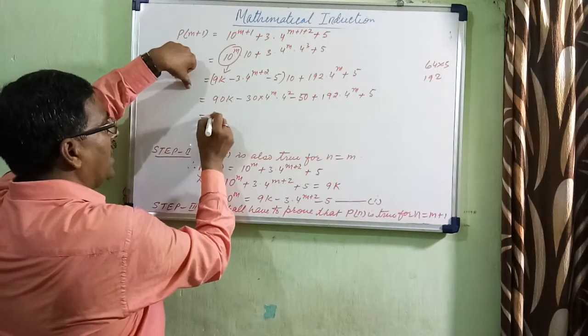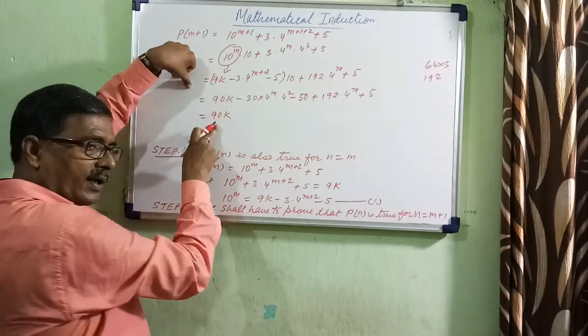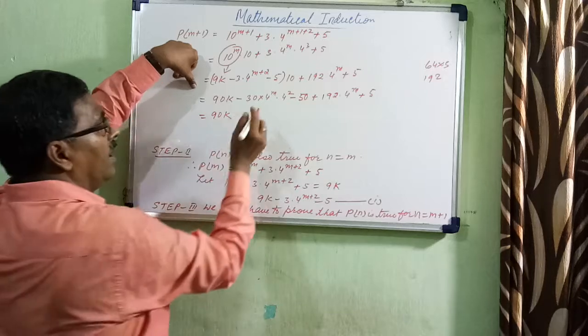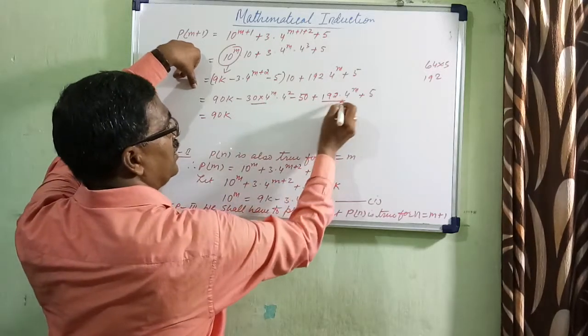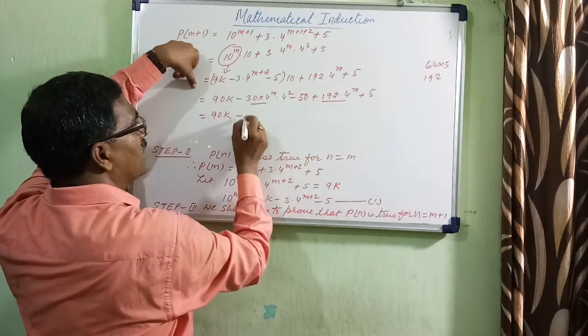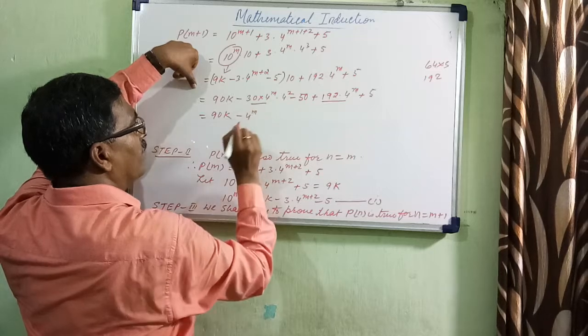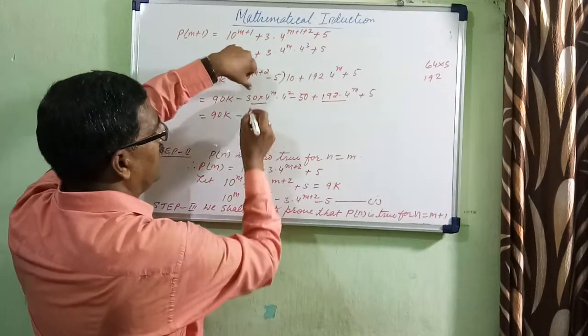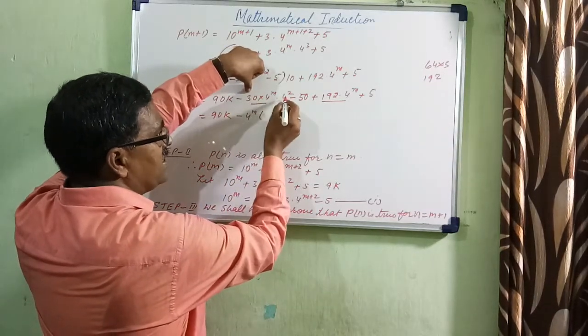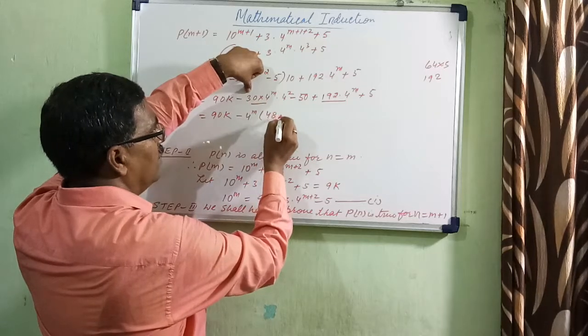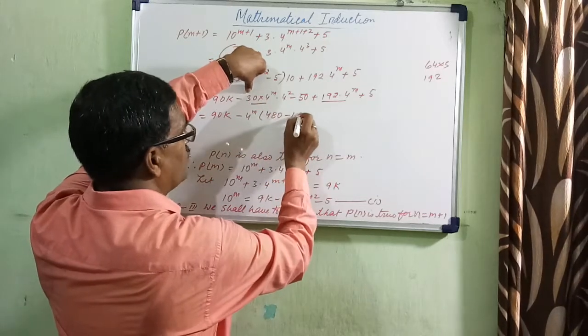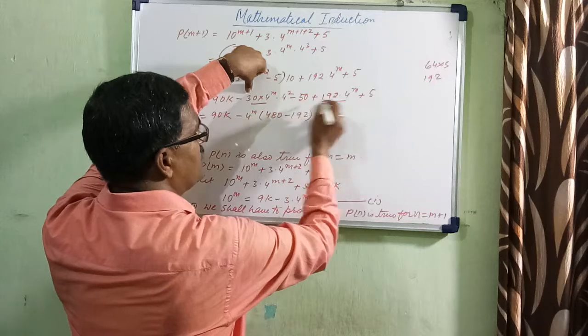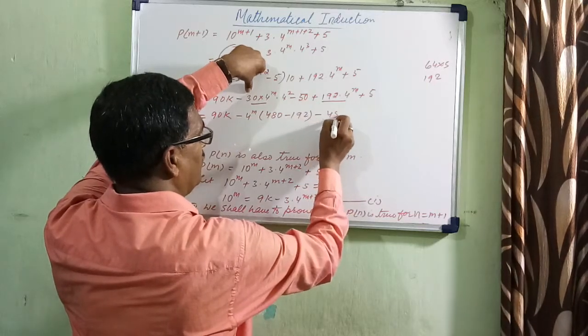Then 90k, which is directly this multiple of 9, then this m terms you keep together, minus 4 to the power m in the bracket, it will become positive. So 16 3s are 480 minus 192 and minus 50 plus 5 minus 45.